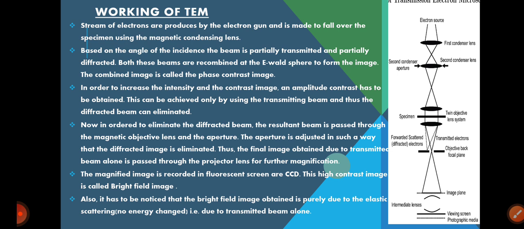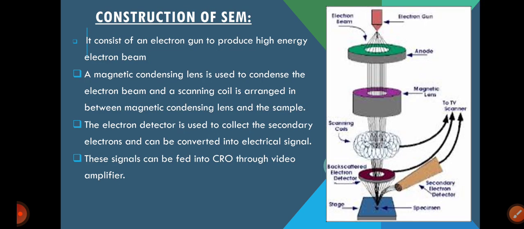After this, let us see the next, that is the construction of SEM. SEM means scanning electron microscope. It consists of an electron gun. See in the diagram, first we have an electron beam. The electron gun is kept to produce a high energy electron beam. How can we make it into a beam? By keeping in front of the electron gun a positively charged, positively potentialed anode. So that is the step.